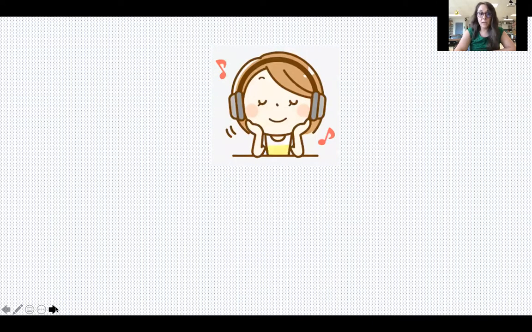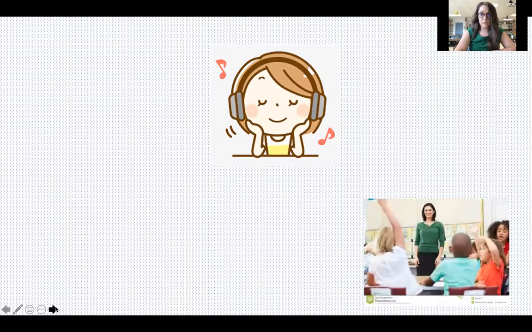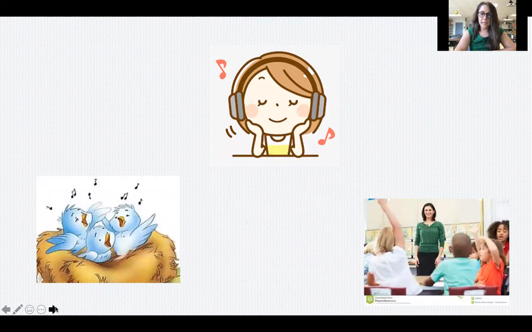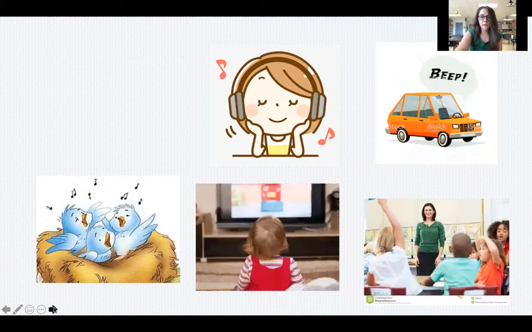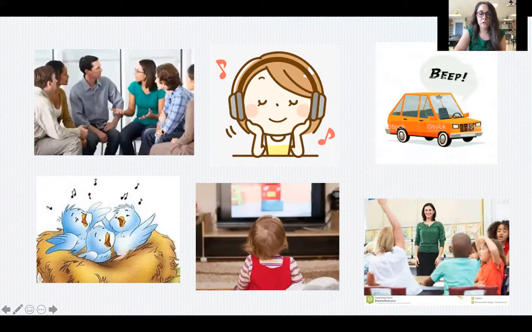Here are some ways sound is used in our everyday lives. When we listen to music, when we're listening to our teacher or our classmates, when we hear birds singing or chirping, when we hear a car honk its horn, when we're watching and listening to TV, and when we're having a discussion with friends or classmates or anybody else that we encounter in our day-to-day life that we would like to communicate with. So sound is very, very important. Without it, it would be very difficult to communicate. It would be difficult to hear music or watch TV, anything like that.